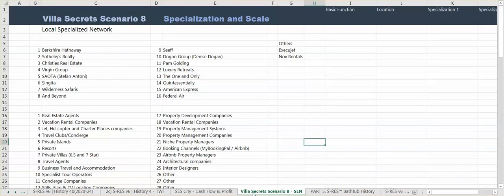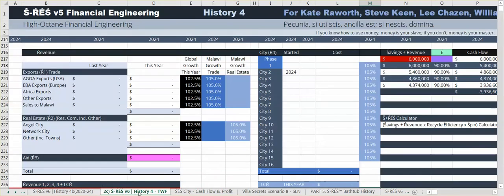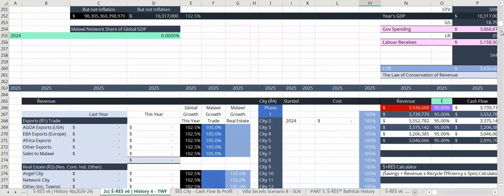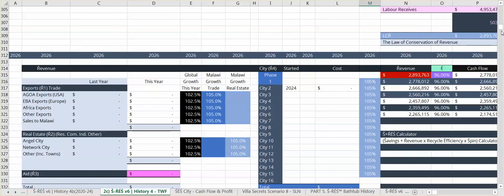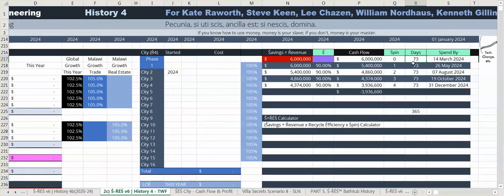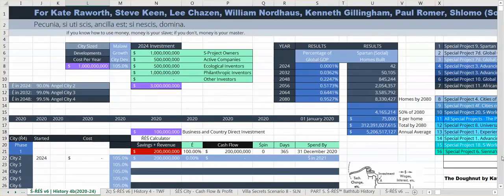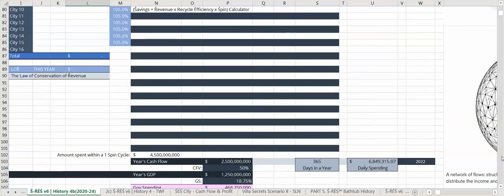Okay, so this is microeconomics. This is something that I've kept. Cash flow, a bit of tax symmetry. I think this is basically a duplicate of history three. But I've added spin from the beginning. And this is basically, I think if we look at the other one, yeah. And this one is 2020 to 2024. Yeah, okay. Which is obviously needed.